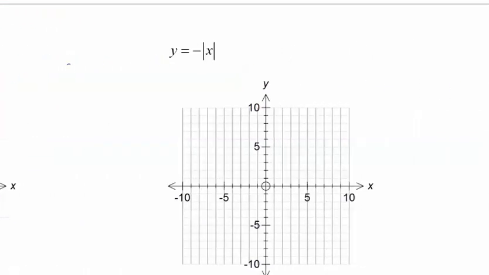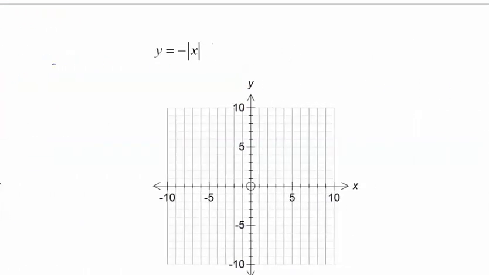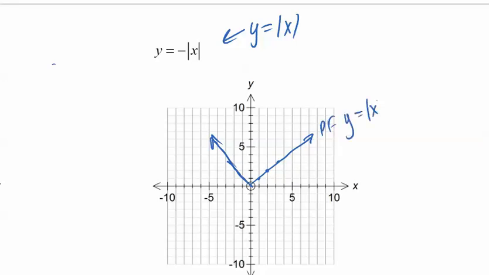Let's see how it applies to the absolute value function. So the parent function here would be y is equal to the absolute value of x. Let's graph that. We know that that's a one-to-one relationship on the positive side, as well as on the negative side. So we have this function right here. This is the parent function, y is equal to the absolute value of x.